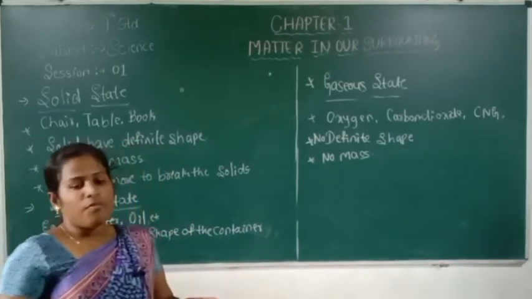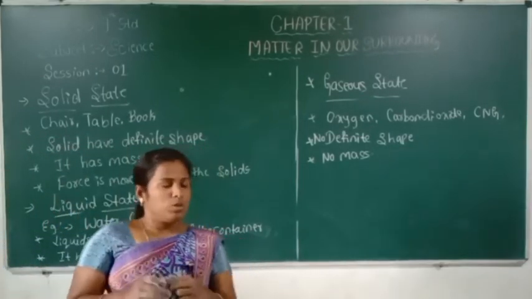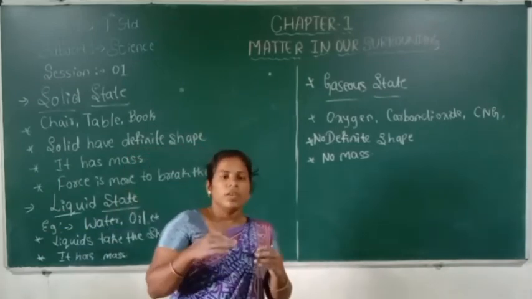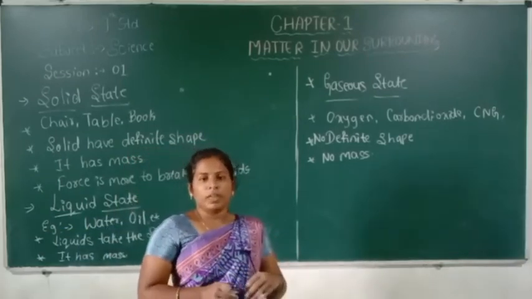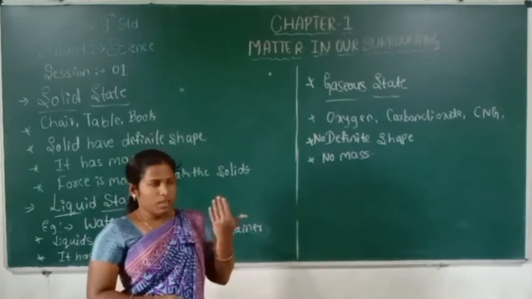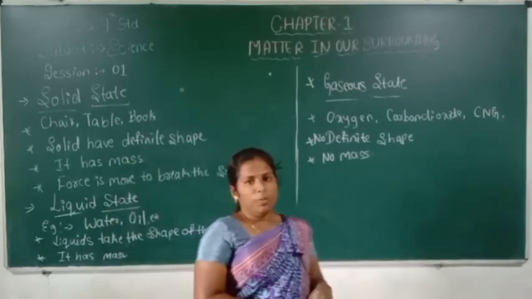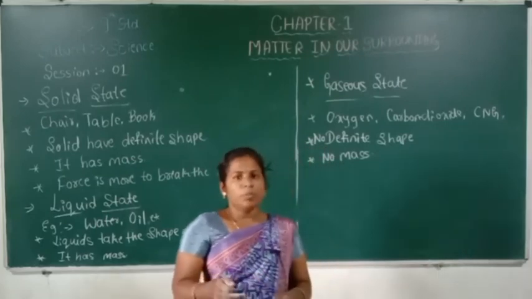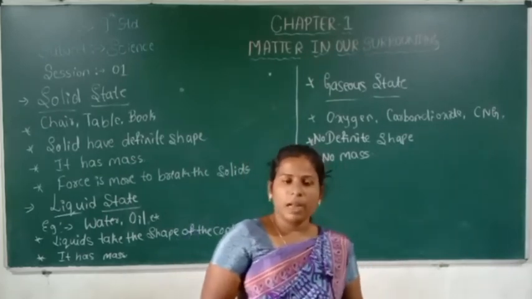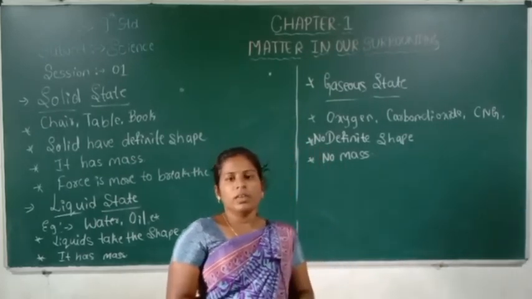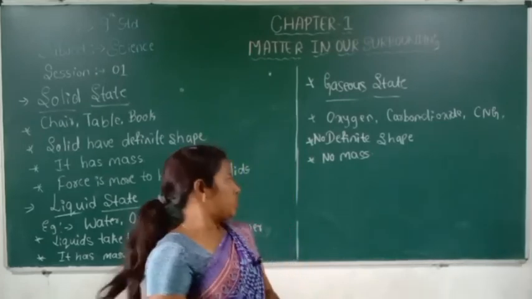So again, when we use oxygen to breathe, we can't see it. We only take oxygen inside and we leave the carbon dioxide. The same process happens in the plants. They take carbon dioxide and leave the oxygen.